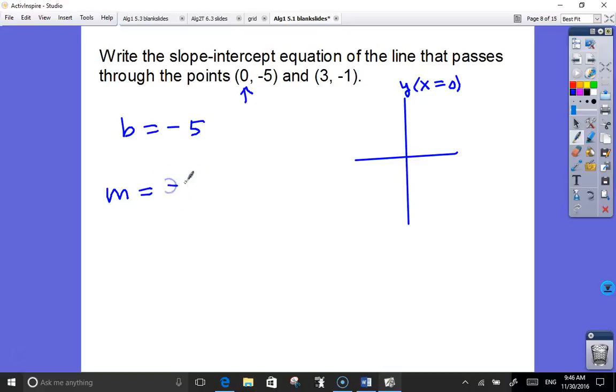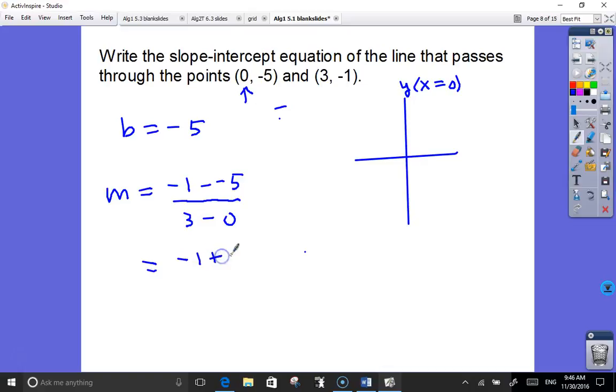In some order, either you're going to do -1 minus -5, or you're going to do -5 minus -1. But you have to subtract in the same order, top and bottom. So if I did -1 minus -5, now I've got to go 3 minus 0. And at that point, you could put that in the calculator, using alpha y equals 1 for the fraction, and figure it out. What is that going to be?